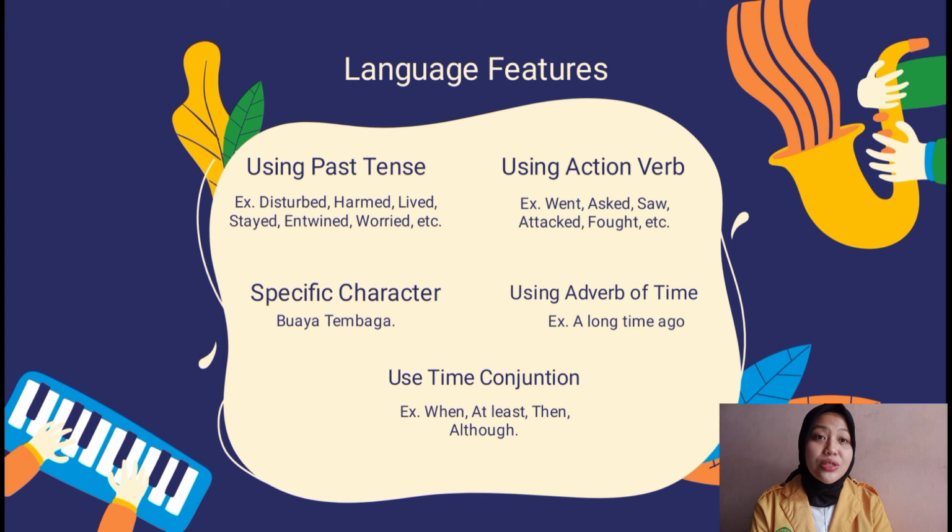Okay, I will tell you the language features of the Buaya Tembaga text. Okay, the first is using past tense. Examples: disturb, harm, lift, stay, intertwine, worried, and so on. Second is using action verbs. Examples: went, asked, saw, attacked, fought, and so on. The third is using a specific character. The specific character of the text is Buaya Tembaga. And then using adverbs of time. An example from the text is a long time ago. And the last one is using time conjunctions. Examples: when, at last, then, although.